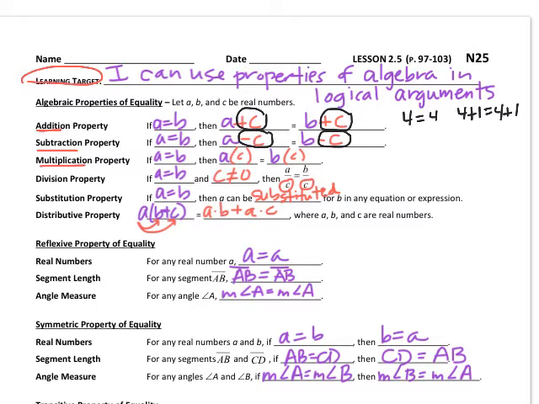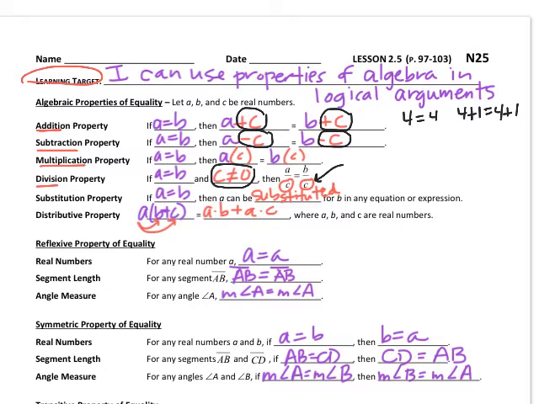The division property states that we can divide both sides by the same thing, except we cannot divide both sides by 0, because that just results in an undefined number, so we can't divide by 0. But we can divide by anything else, and if we divide both sides of the equation by the same thing, then the equation is still in balance.